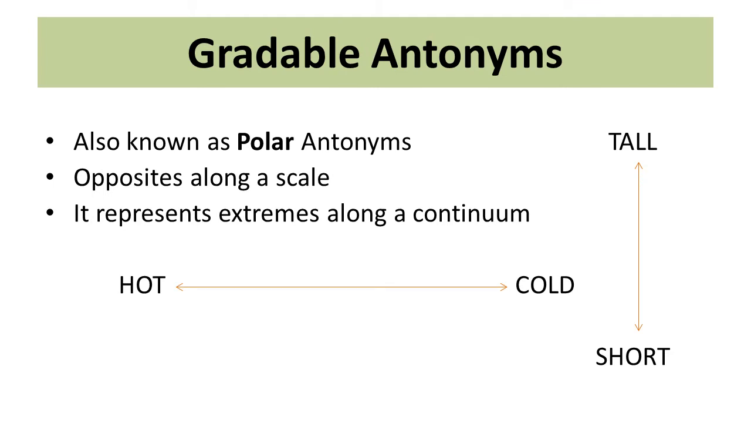Starting with the gradable antonyms, which are also known as polar antonyms. These antonyms are opposites along a scale, meaning they represent two words which are opposite of each other along a continuum. That is, one lies on one extreme of the continuum, while the other word lies on the other extreme. For example, we have hot and cold. They occur at the two extremes of a continuum. Similarly goes with the second example, which is tall and short, which are also the two extremes. So gradable antonyms is this kind of antonyms.